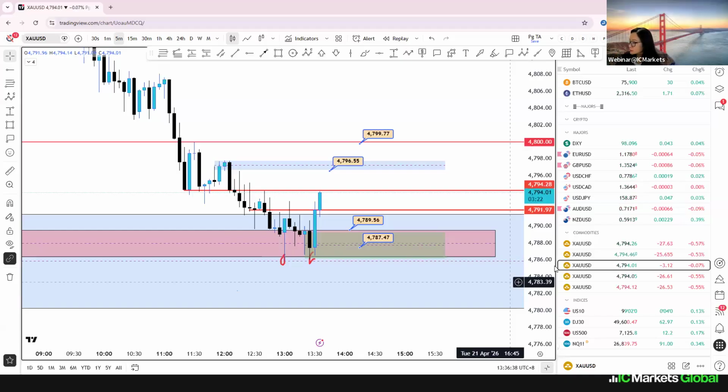Okay, now price is rising. So now another key one, this is the resistance level in M5. It has to close above 4,000. Our target 4799. Okay, 4799. I think it can stay above this.